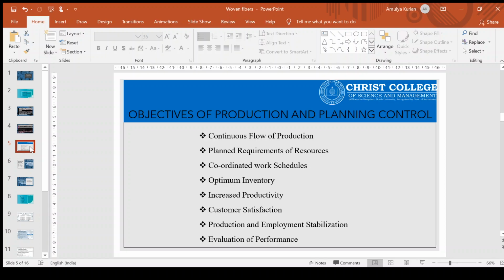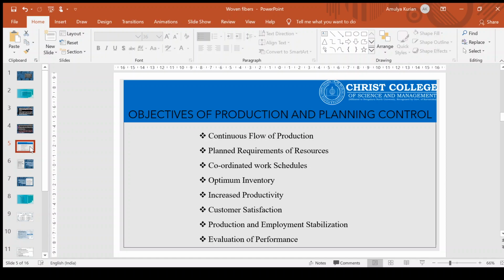The fourth one is optimum inventory. Optimum inventory means that what is the optimum level of inventory which should be kept in order to minimize the investment in inventory, at the same time ensure a continuous flow of production.